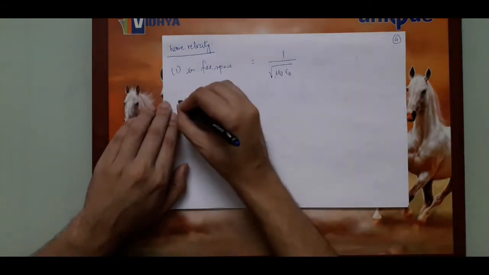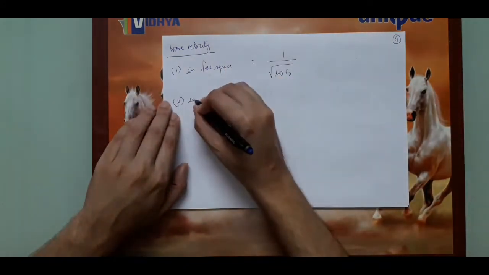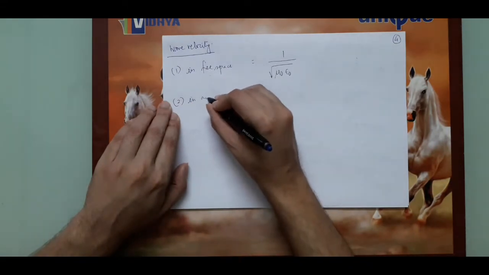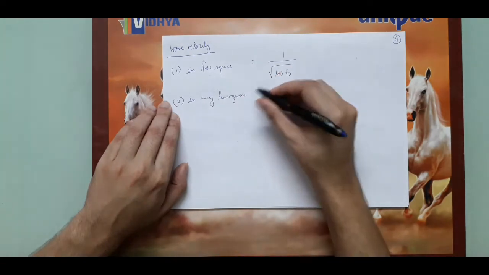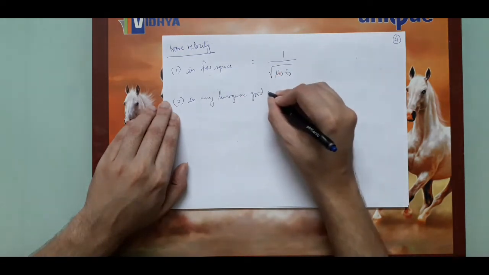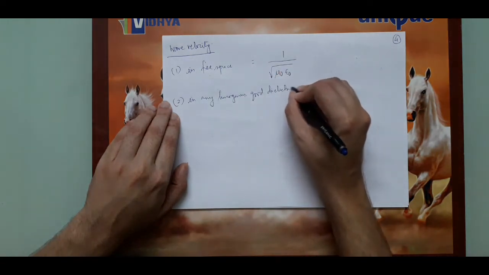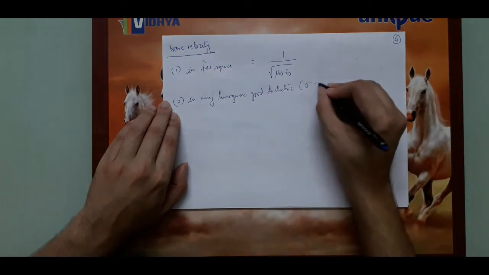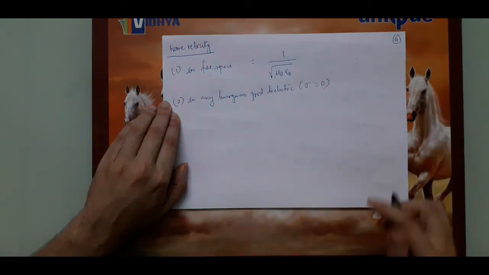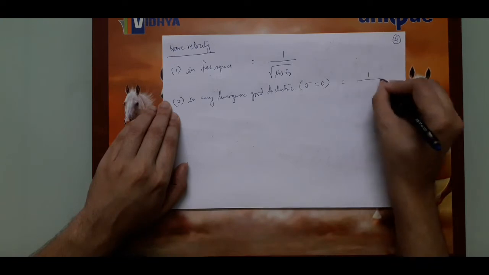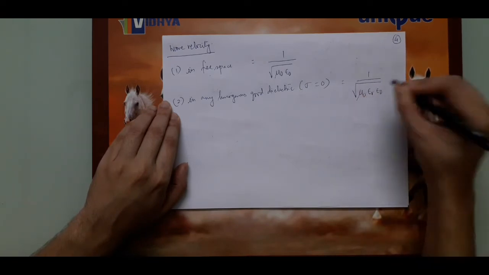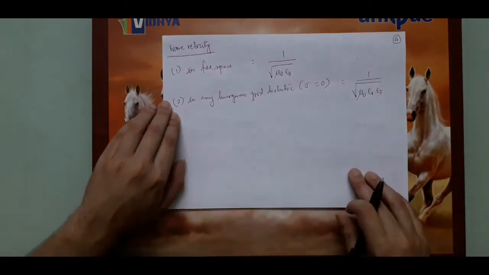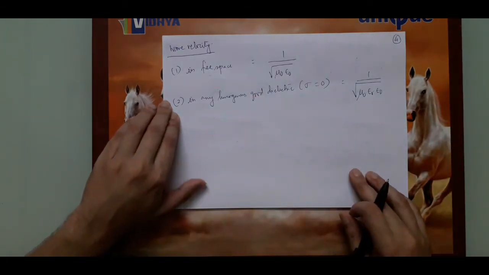So in any homogeneous good dielectric, good dielectric means the conductivity is 0. So therefore the velocity is nothing but 1 by root of mu 0 epsilon r times epsilon 0, where epsilon r is the permittivity of the dielectric, relative permittivity.